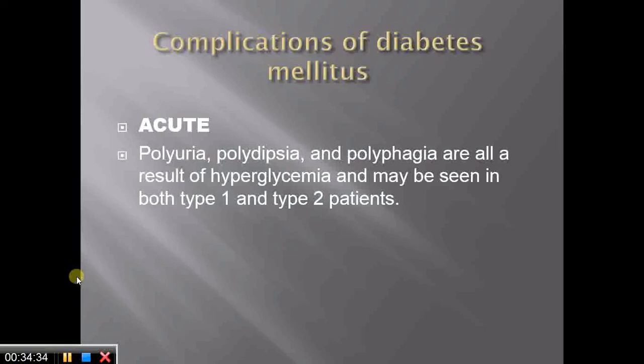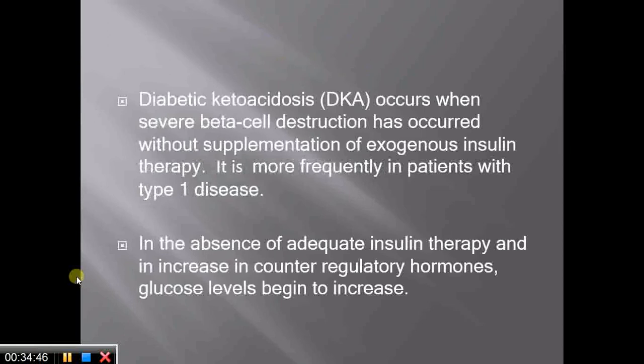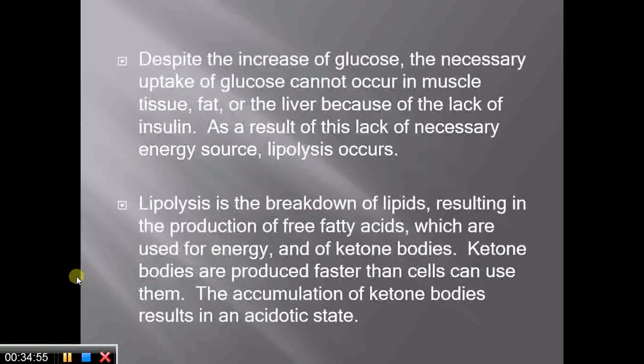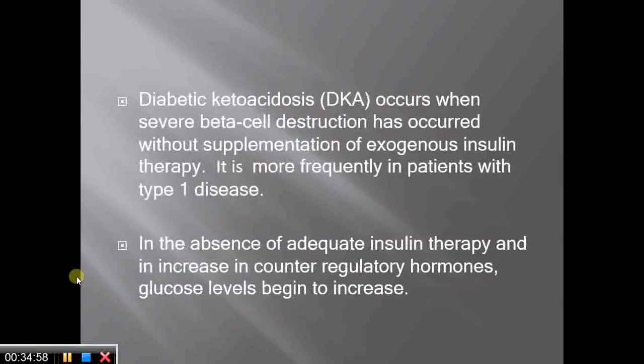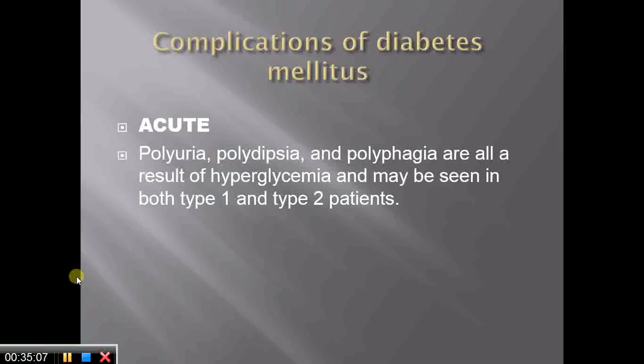Complications of diabetes mellitus. Acute. Previously mentioned symptoms of polyuria, polydipsia, and polyphagia are all a result of hyperglycemia and may be seen in both type 1 and type 2 patients. Polyuria occurs when the threshold for glucose reabsorption by the kidneys has been exceeded. This condition results in osmotic diuresis, which increases urine output. Dehydration occurs, which stimulates thirst, polydipsia. Increased hunger, polyphagia, may be a result of significant calorie loss when glucose is lost in the urine.